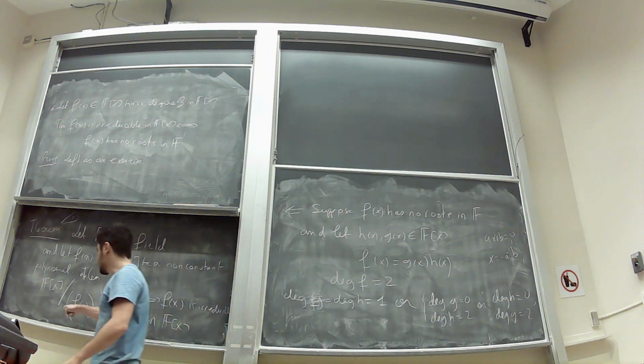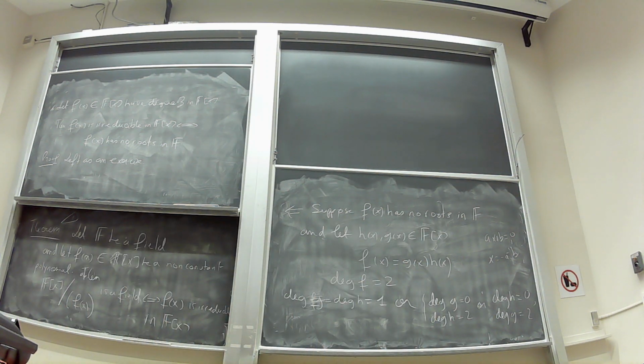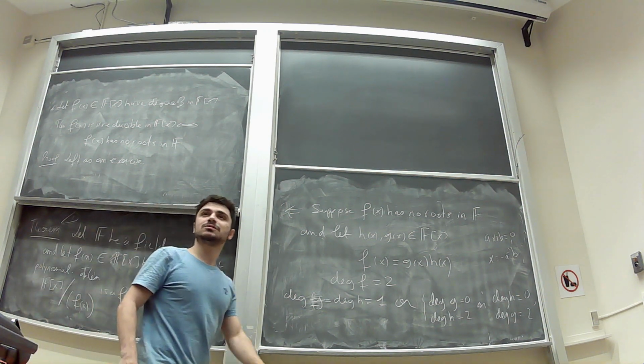Replace F[x] by Z. Z modulo nZ is a field if and only if what? N is? When is Z mod nZ a field? Everybody? If and only if N is? Exactly. And F[x] modulo f of x is a field if and only if f of x is irreducible.